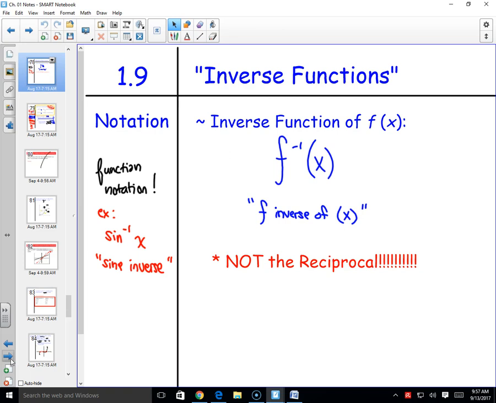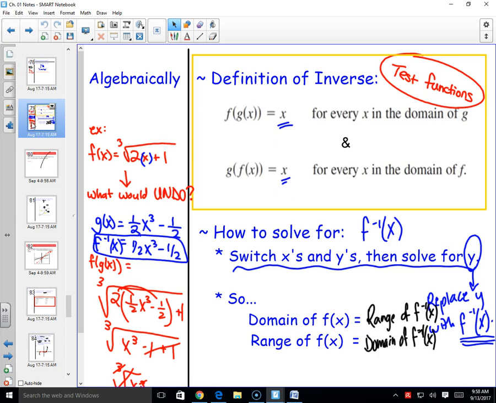We talked about notation first of all. Then we talked about what an inverse actually does. What does an inverse do? It undoes. It undoes the original function. It's like an undo button, right? An undo for the adding of the 1, the multiplying by the 2, and the cube rooting.